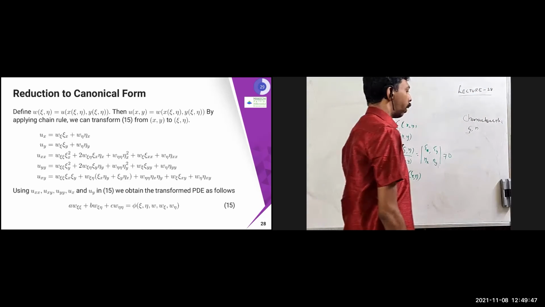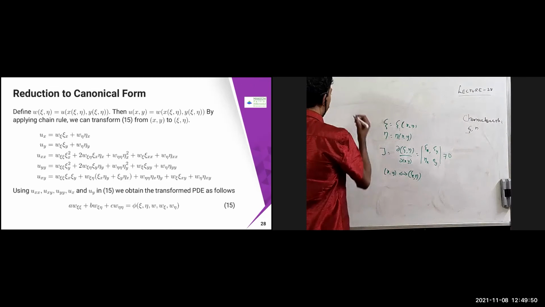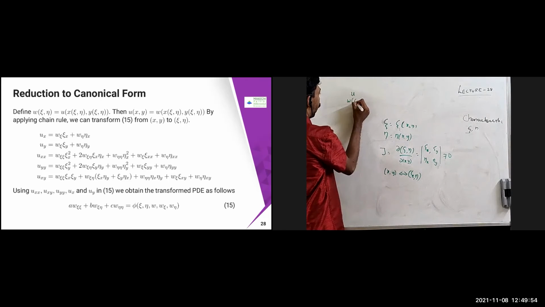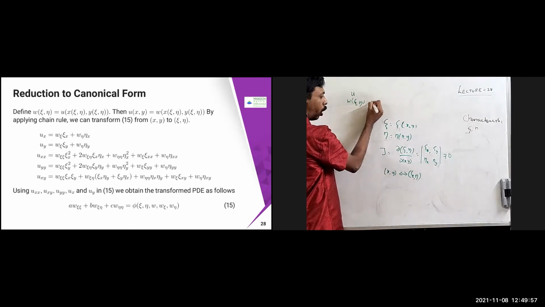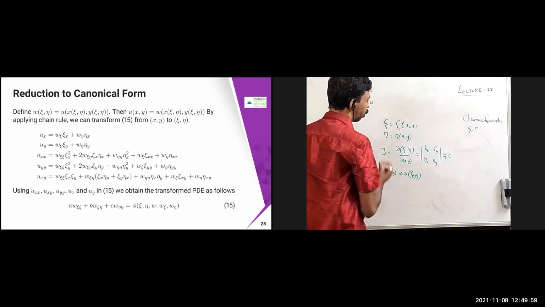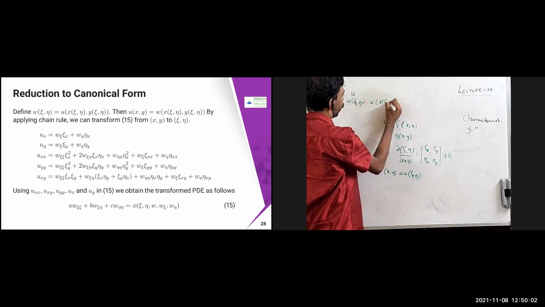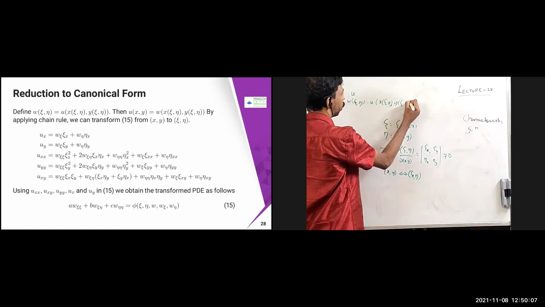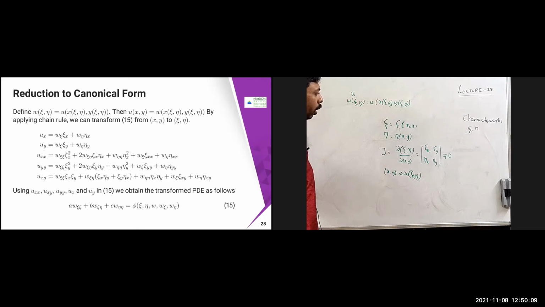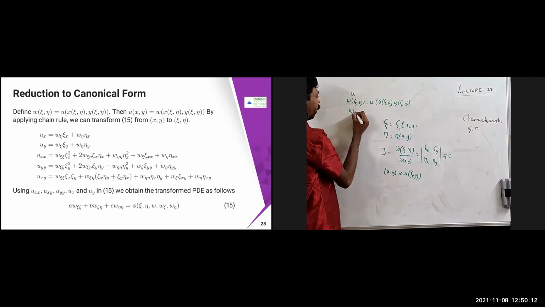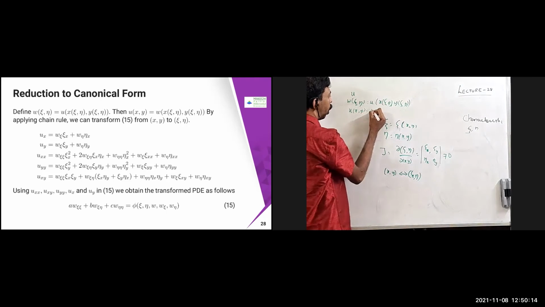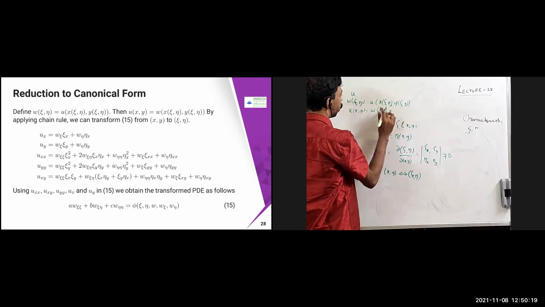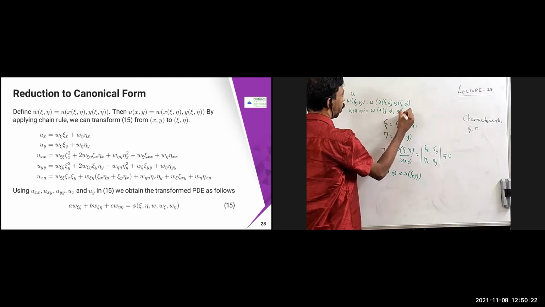Therefore, whatever problem you have in u, you are going to transform into w of chi comma eta. That is going to be u of x(chi, eta) comma y(chi, eta). Similarly, u of x comma y you can write as w of chi(x, y) comma eta(x, y).